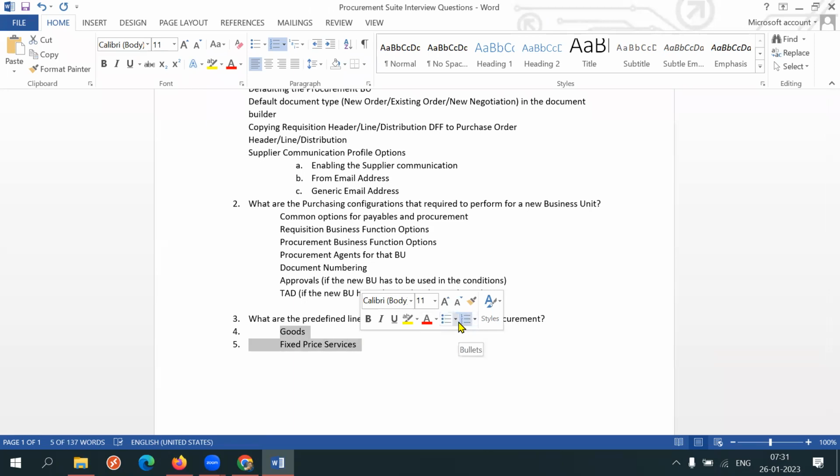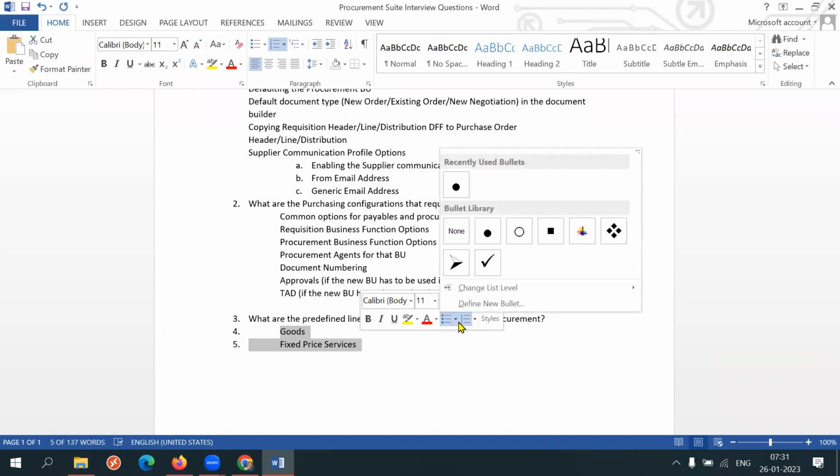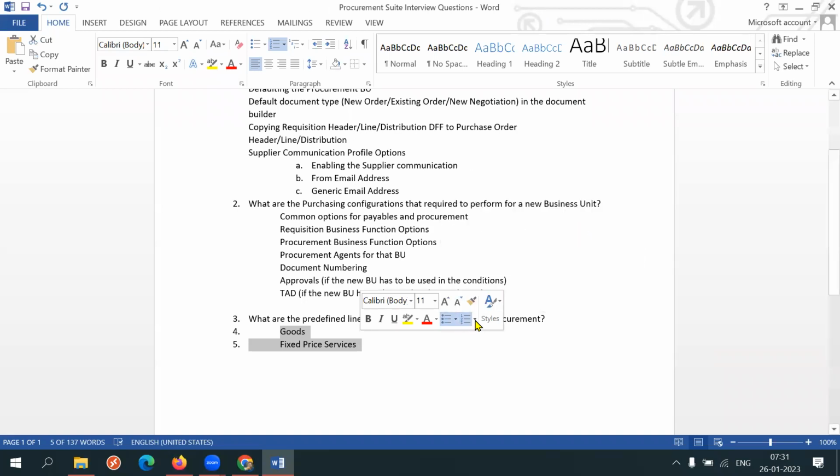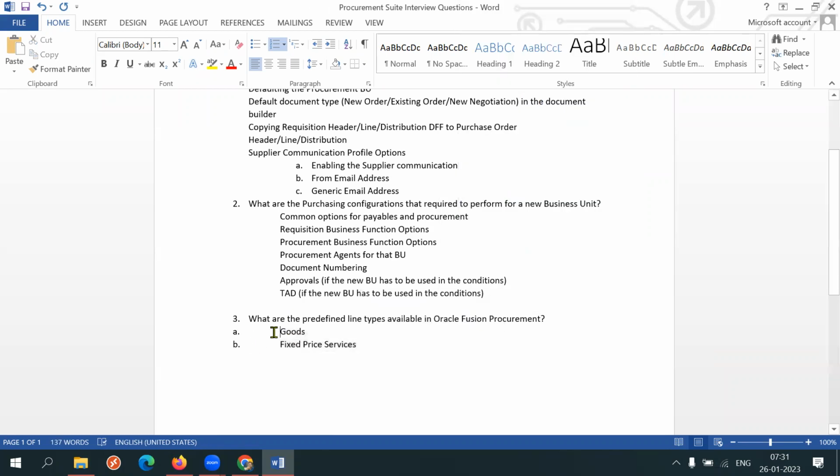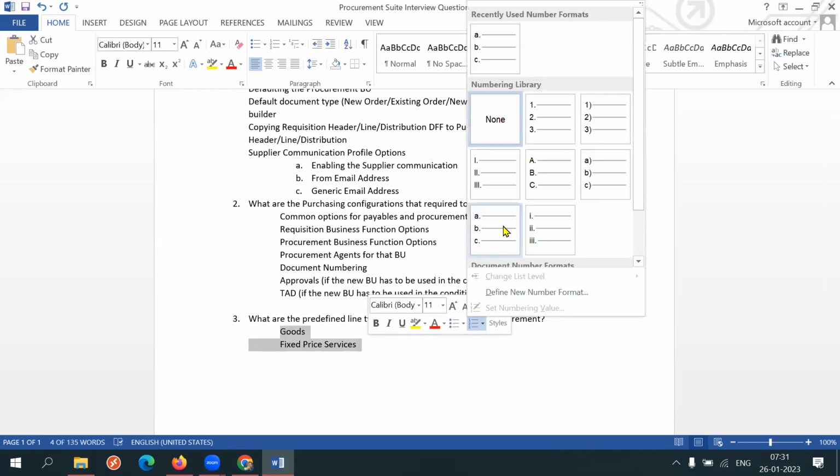In which cases do you use goods and in which cases do you prefer to use fixed price services? Goods is for inventory items. Fixed price service could be for expense. What is the difference between inventory item and expense item? Inventory item you can stock, transact, and it has costing.